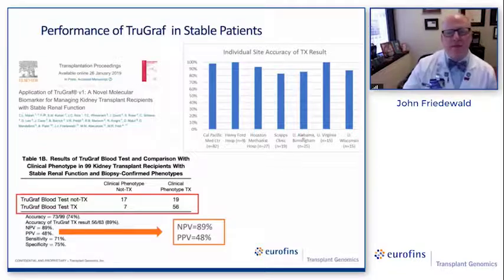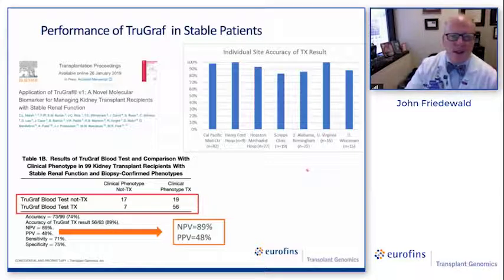The TruGraf test has been validated in external cohorts. This is a publication from Chris Marsh and colleagues looking at 7 US transplant centers who use the TruGraf test in the setting of patients that are stable and being biopsied. The accuracy of the result of a TX or a normal result was very accurate across the different centers. And you can see the performance was the same as in the CTOT-A trial, a high negative predictive value of about 89% and a positive predictive value of 48%. So again, the TruGraf test is very good at ruling out subclinical rejection and knowing that a patient doesn't need a surveillance biopsy, that you can do without it and know they're stable.